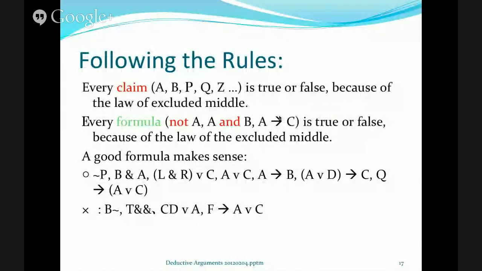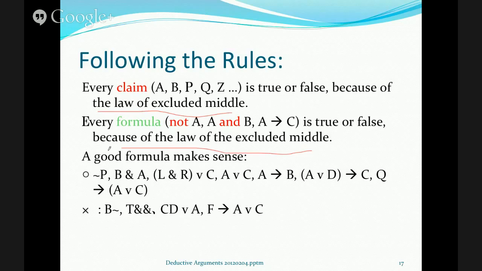So every claim is either true or false. So things like Abe is prime minister, you like beef, pizza is cheap in America. It's safe to fly on any airline. Or ice cream is delicious. These things are either true or they are false. At the same time, every formula is also true or false. And in both cases, this is because of the law of the excluded middle, that anything is either true or false.